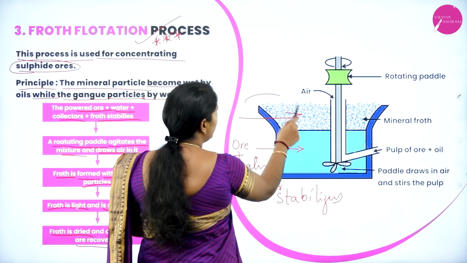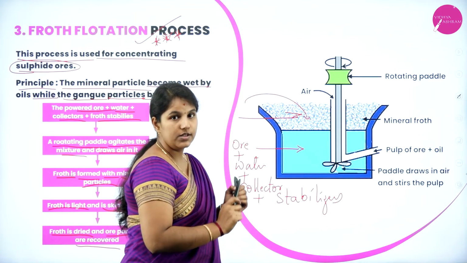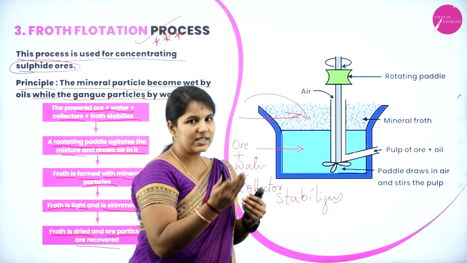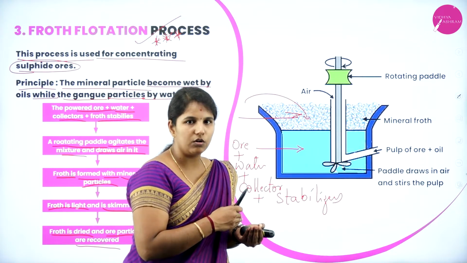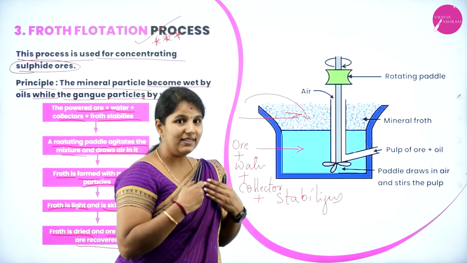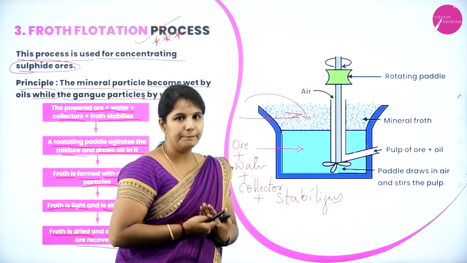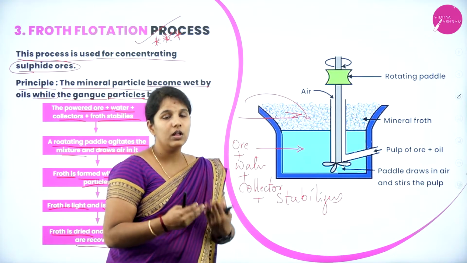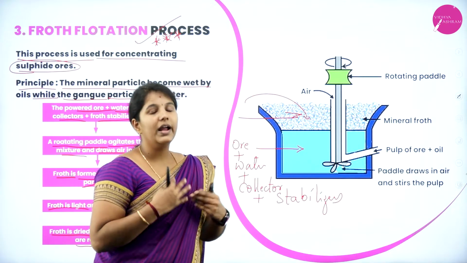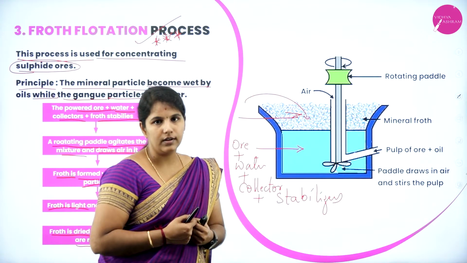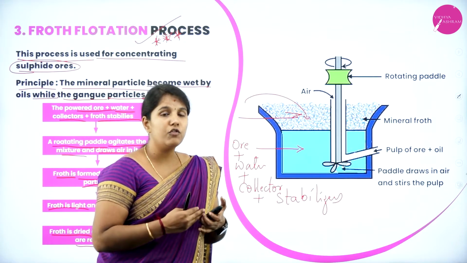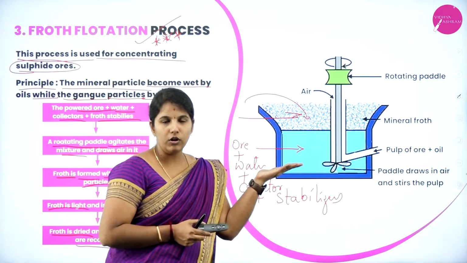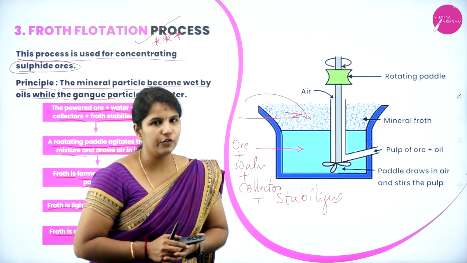This froth will usually be lighter in nature, so it comes out in the form of skim. It will be skimmed off. When it comes out, they will dry it and recover the mineral. The remaining part, especially the impurities in the ore, will be wetted by the water. This is how, in the form of froth, they are collecting the mineral ore. Hence, it is known as froth flotation.